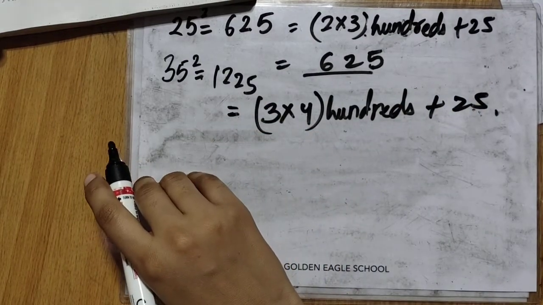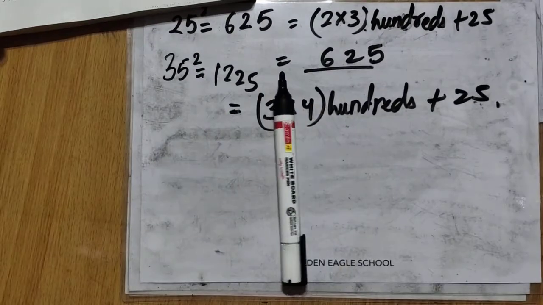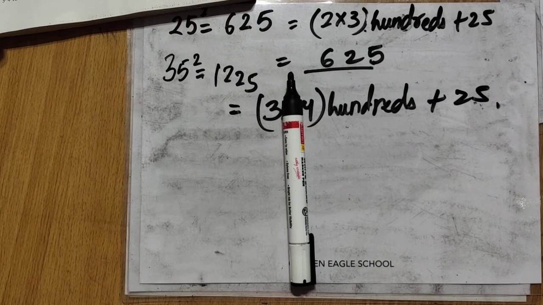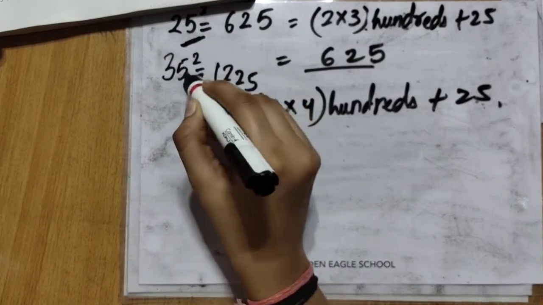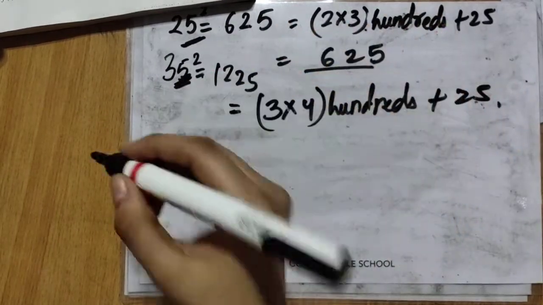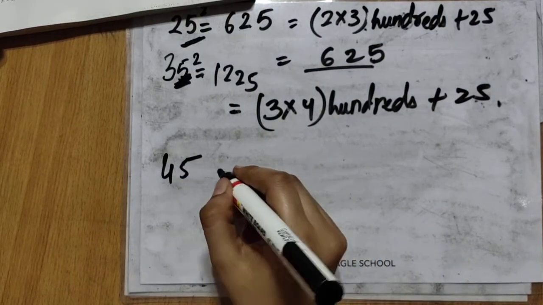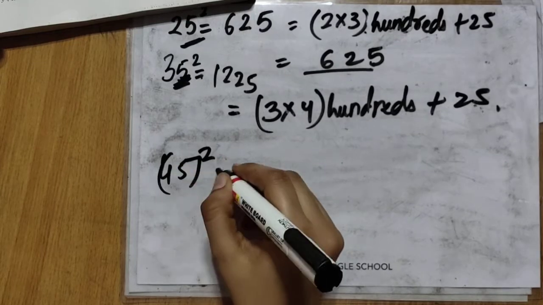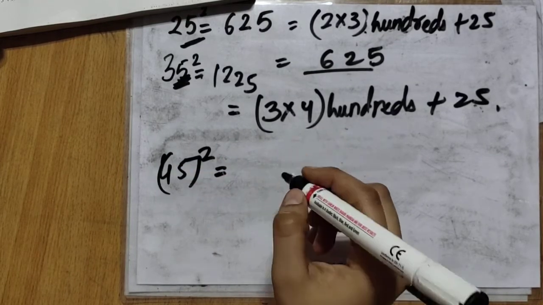Similarly, we can find out for 75 and 125. Consider a number with unit digit 5. The units digit will always be 5, and that can be any number. Let us take 45. Now we have to find out 45 square.